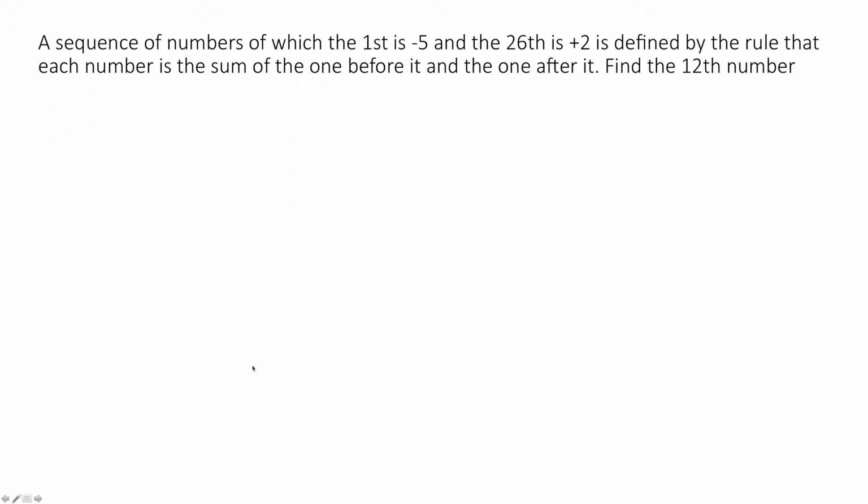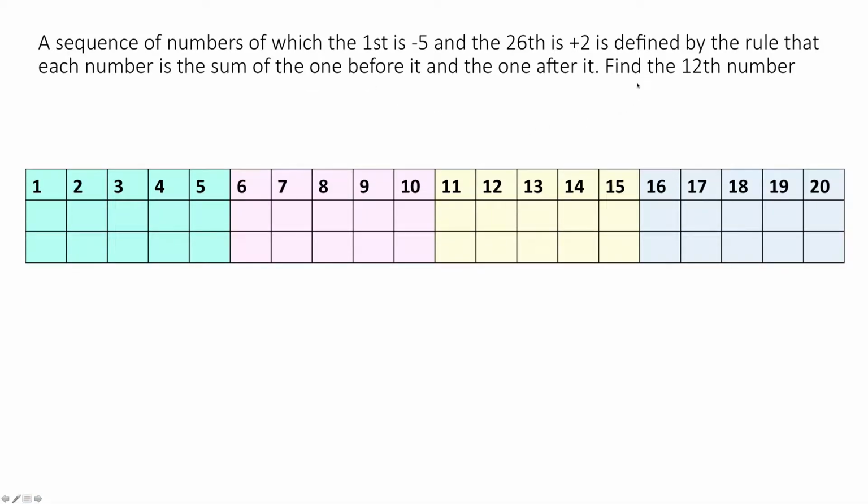Let's take another example. There is a sequence of numbers in which the first number is -5 and the 26th number is +2, and the sequence is defined by a rule: each number is the sum of the one before it and the one after it. For example, if you have to find the fifth number, you have to look at the number in the fourth place and the number in the sixth place and add those two numbers to find the number in the fifth place. You need to find the 12th number.